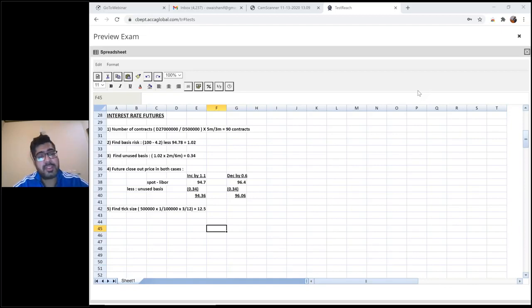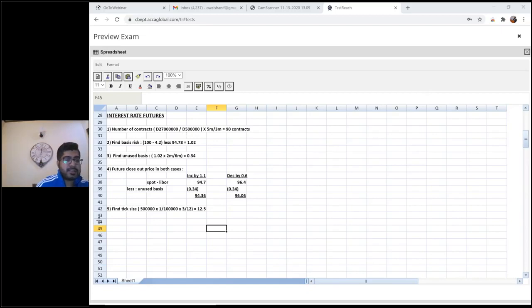Future closeout price in both cases. Case 1 is increased by 1.1, case 2 is decreased by 0.6. So it's spot minus LIBOR, 100 minus 4.2, but in case of increase by 1.1, LIBOR became 5.3. So 100 minus 5.3, 94.7%, less unused basis 0.34, you get the future closeout price. And it decreased by 0.6. So 100 spot minus LIBOR 4.2, but decreased by 0.6% means 3.6. 100 minus 3.6 is 96.4. Less unused basis 0.34, 96.06. And finally, you found the closeout prices.